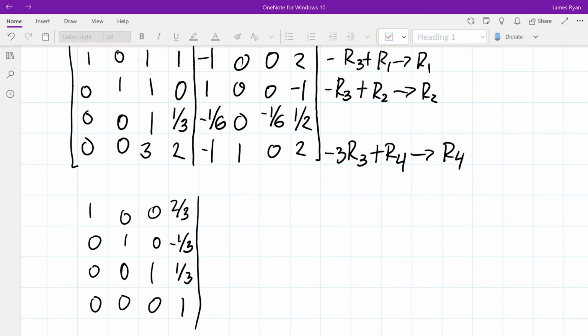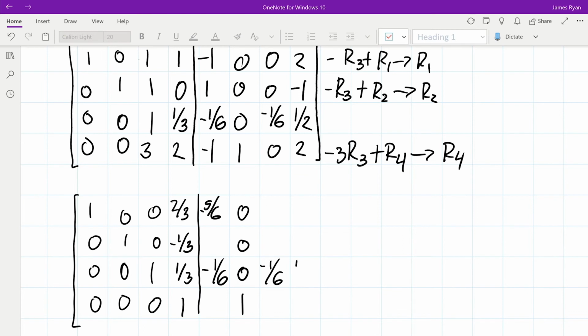And so on the right side of the augmented matrix, we will have negative 1/6 times negative 1 plus negative 1 is negative 1 plus 1/6, which is negative 5 over 6. This was 0, and so this column will remain unchanged. This row will also remain unchanged. Negative 1 over 6, negative 1 over 6, 1/2.